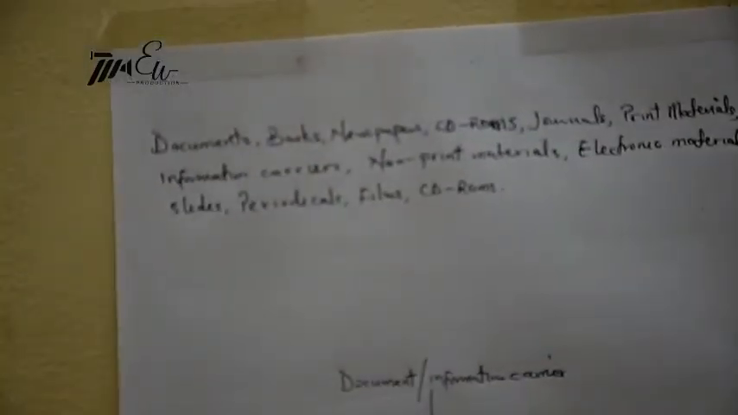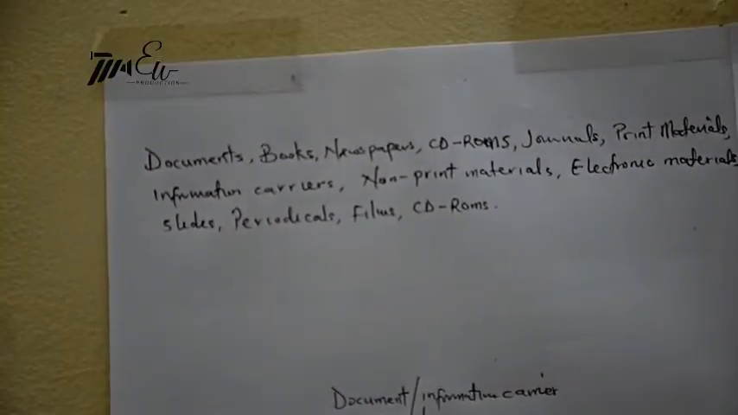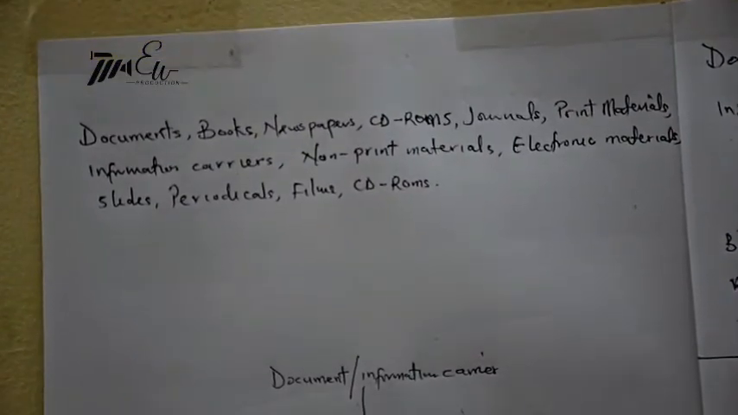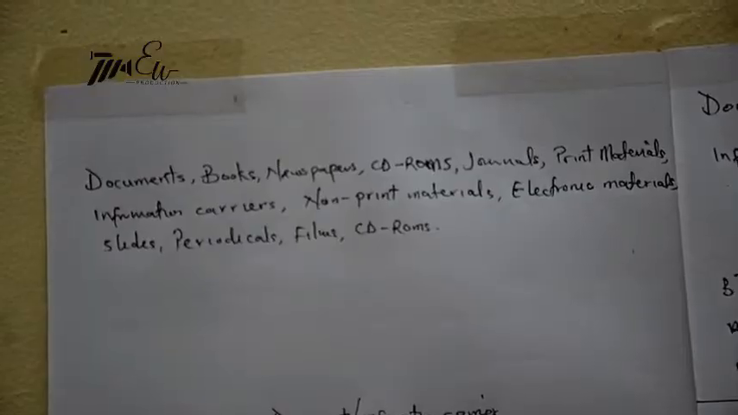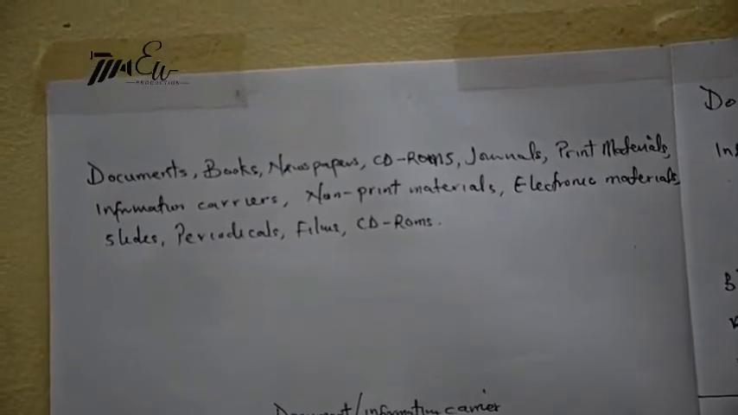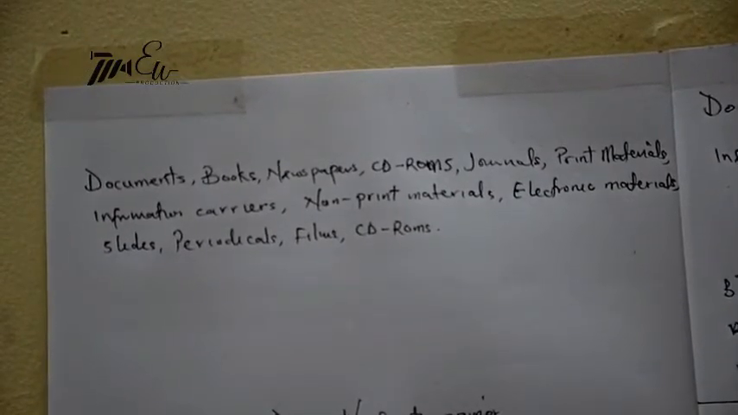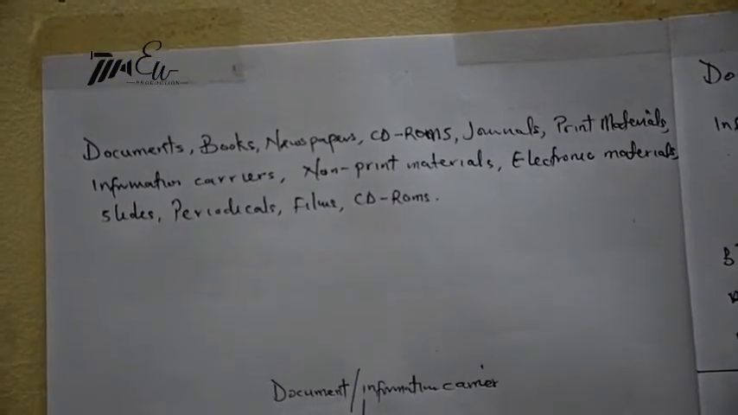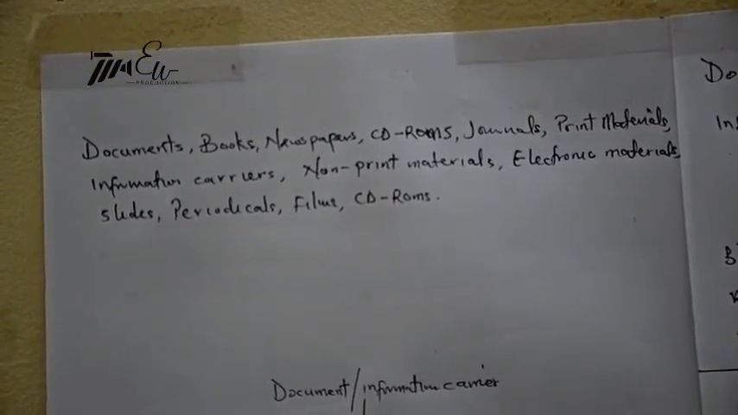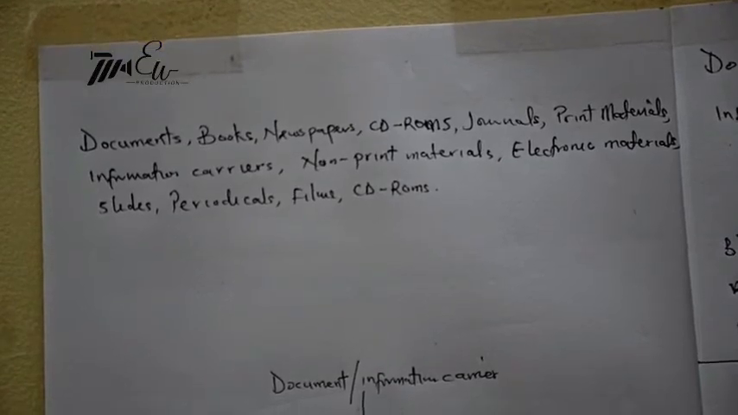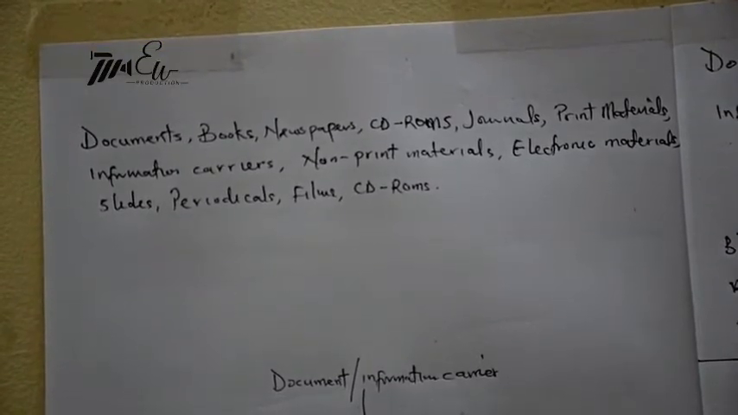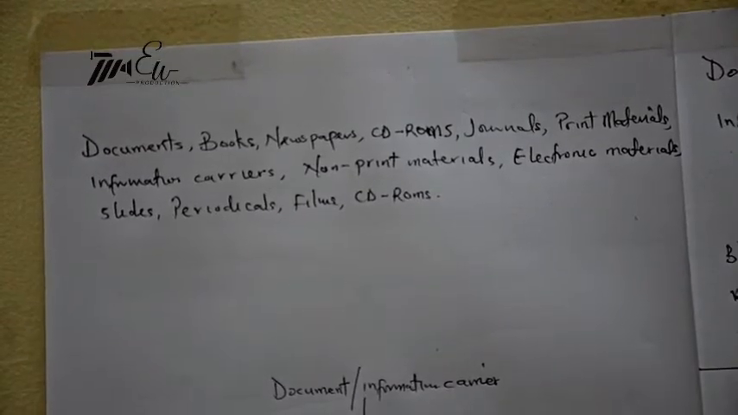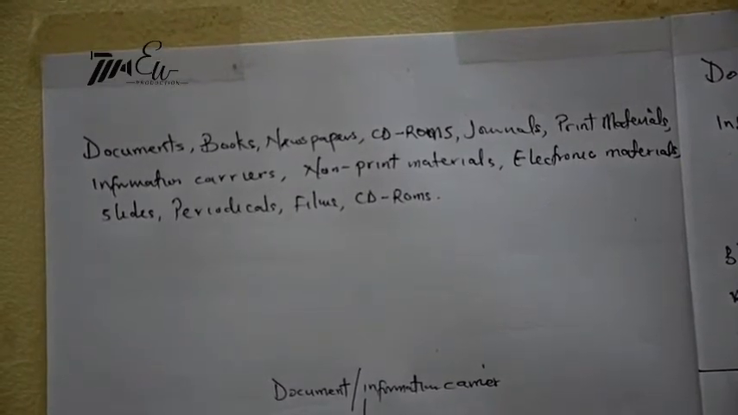After you have done with document and information carrier, we are building the tree. On top we have document slash information carrier. Then you ask yourself, what are the types of document and information carrier? We have print materials, non-print materials, and electronic materials. They are types of document or information carrier.